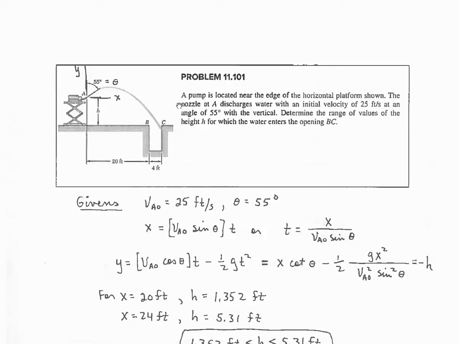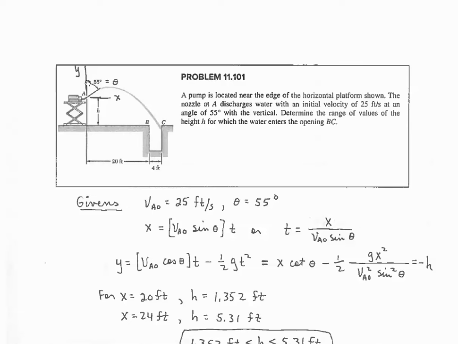Problem 101 involves a pump that's located near the edge of a horizontal platform as shown in this figure over here. So there's the pump. The nozzle at A right here discharges water with an initial velocity of 25 feet per second at an angle of 55 degrees with the vertical. So it's 55 from the vertical.